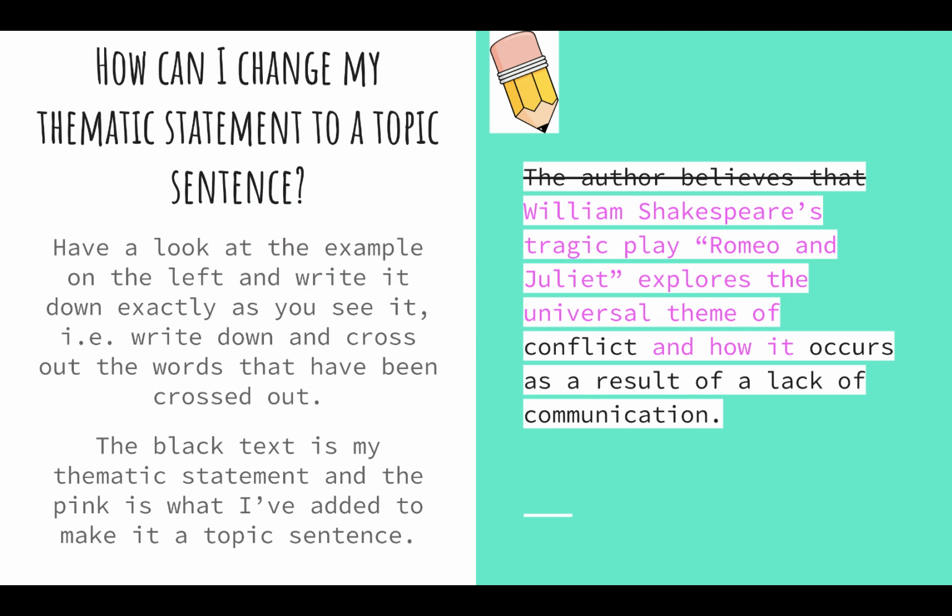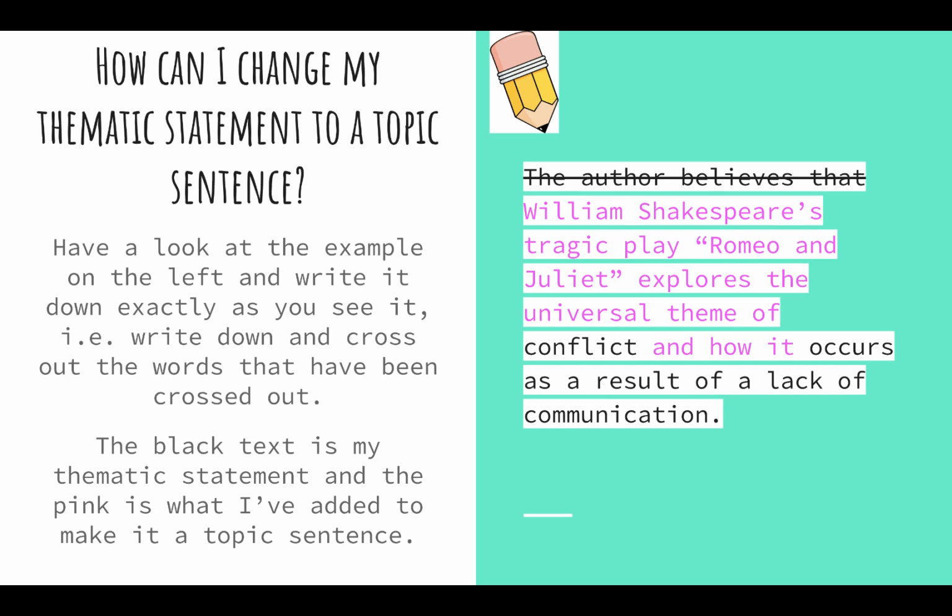Now we're getting into the nitty-gritty of it. How can I change my thematic statement to a topic sentence? Now, have a look at the example on the right, and write it down exactly as you see it. That is, write down and cross out the words that have been crossed out. You will see that the black text is my thematic statement. So my thematic statement is, the author believes that conflict occurs as a result of a lack of communication.